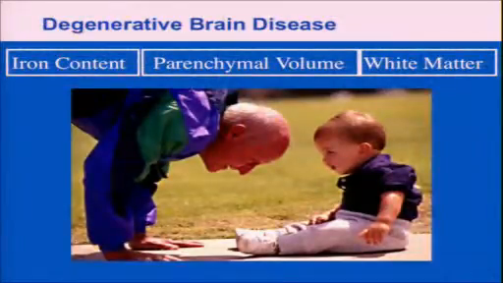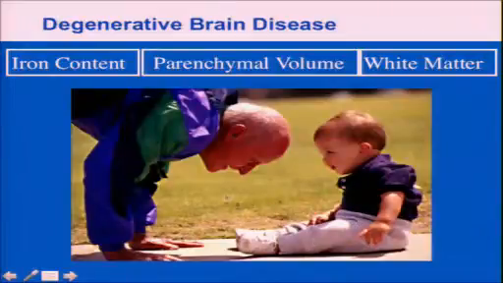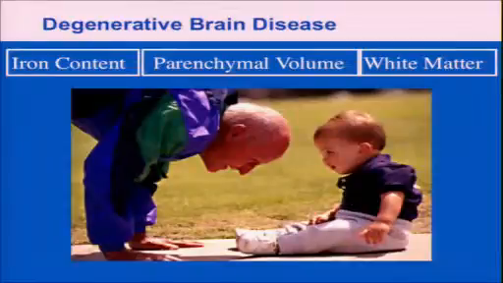So talking about degenerative diseases, what happens if there's a degeneration in the brain? What are the changes that we see? Sometimes it's very difficult to really find it based on the clinical exam because, of course, these two fellows have a different iron content in the brain. They have a different parenchymal volume, and they have different white matter, but their performance in their movement and probably also their mental performance can be quite different.